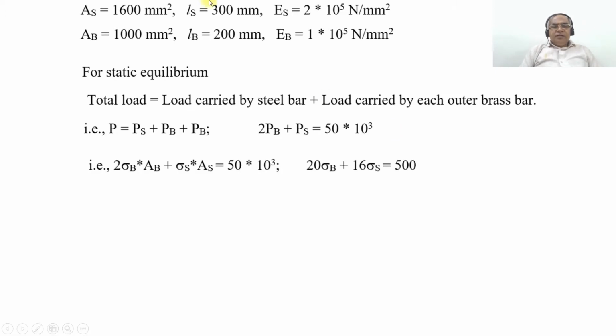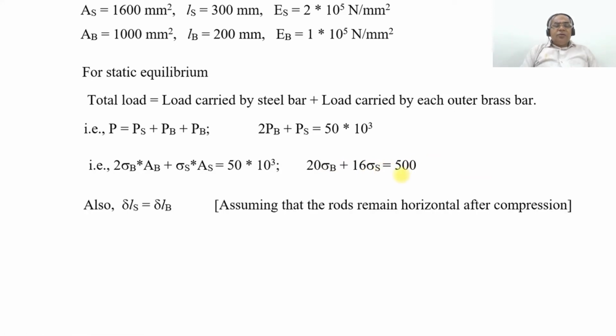We know that stress is load by area of cross section. So 2 into PB is nothing but sigma B into AB, plus sigma S into AS, will be equal to 50 into 10 to the power of 3. Therefore, when you simplify that, you get 20 sigma B plus 16 sigma S will be equal to 500.